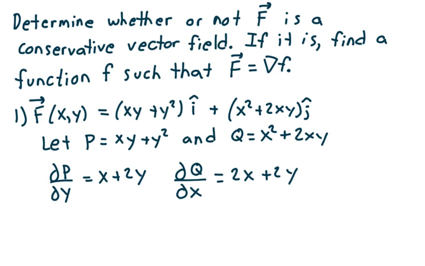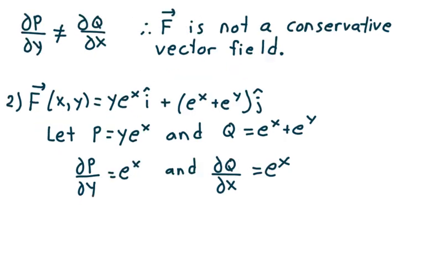2xy j. So what we're going to do is let P equal xy plus y squared and Q equal x squared plus 2xy. The partial of P with respect to y is equal to x plus 2y. The partial of Q with respect to x is equal to 2x plus 2y.